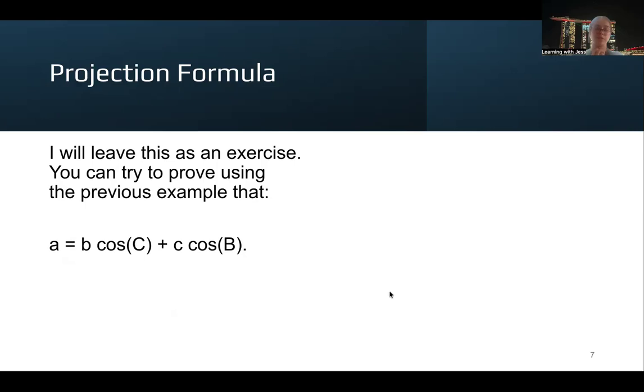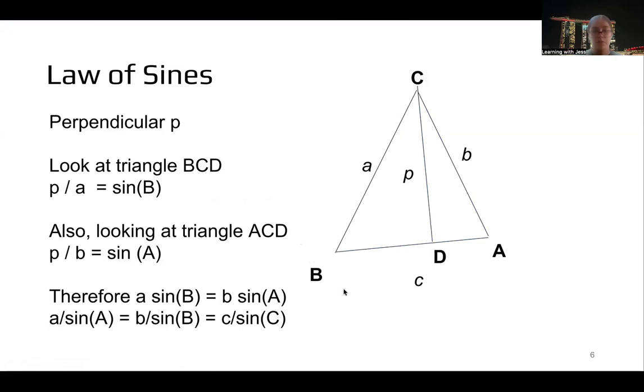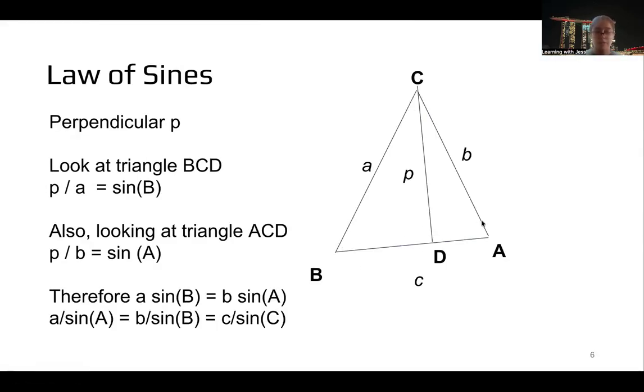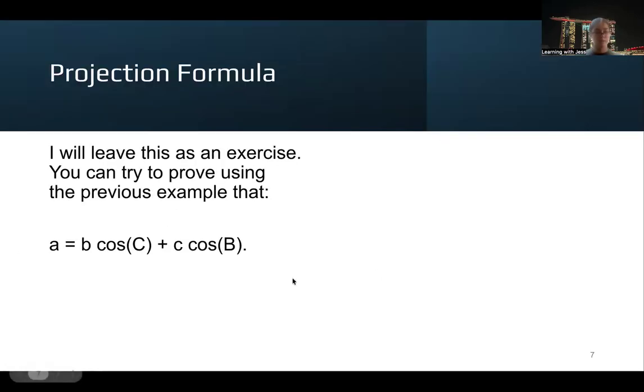Now, unfortunately, we are out of time to find the projection formula, but I will leave this as an exercise. You can try to prove this using the previous example that I've just shown. You can use this triangle to find this projection formula, but this time I want you guys to find the cos of A and the cos of B. Right here, A would be equal to B times the cos of C plus C times the cos of B.